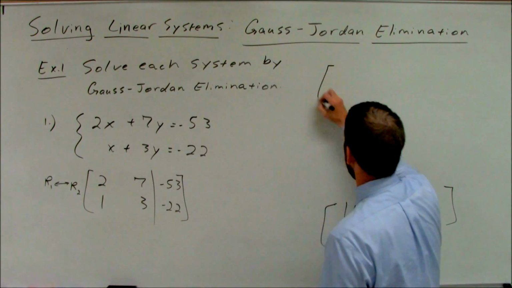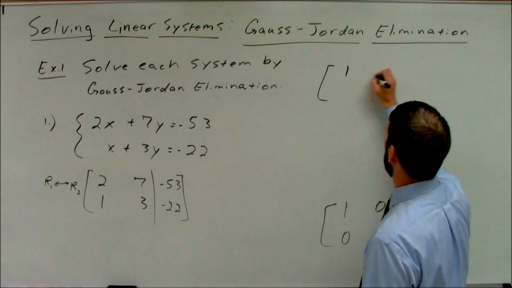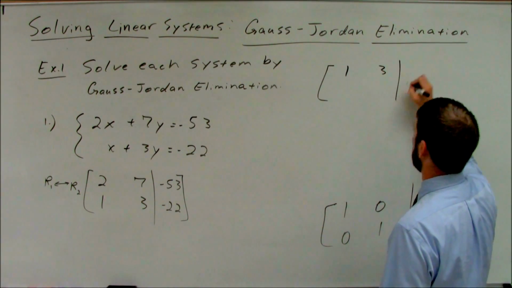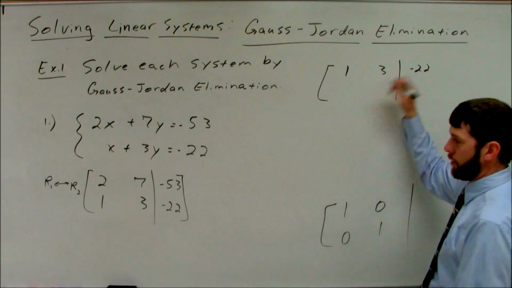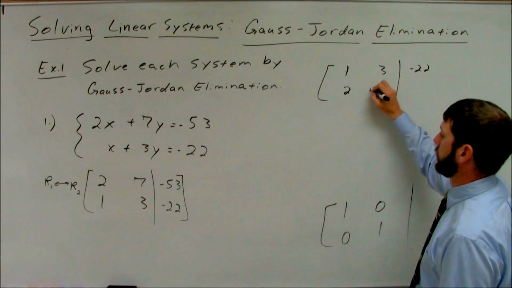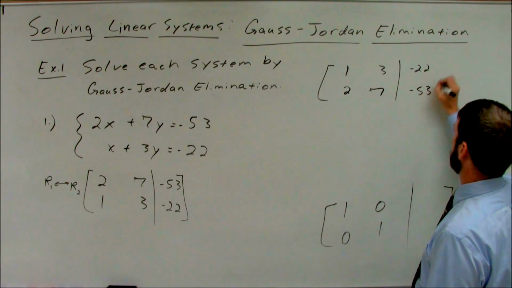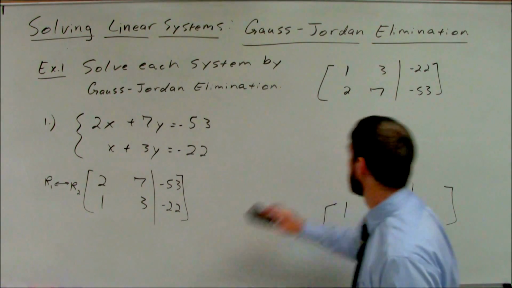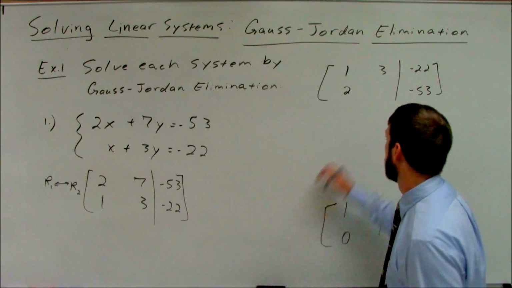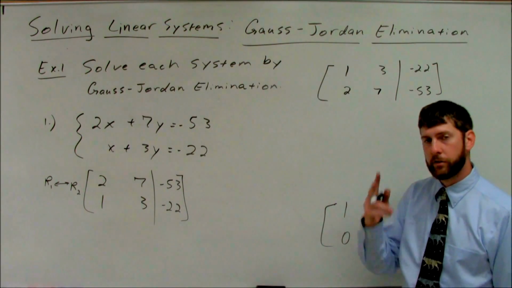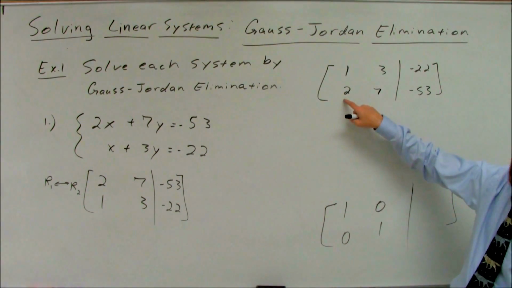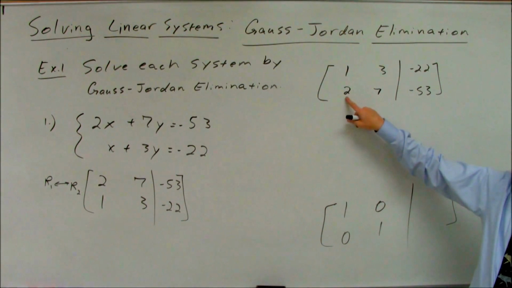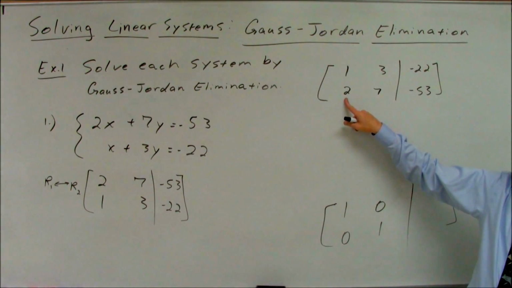So here I go over here. 1, 3, negative 22, the whole row. 2, 7, negative 53. So I just swapped row 1 and row 2. The next step is finish out the zeros for the column. I need this to be a 0.